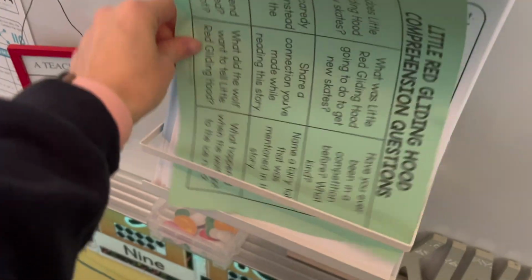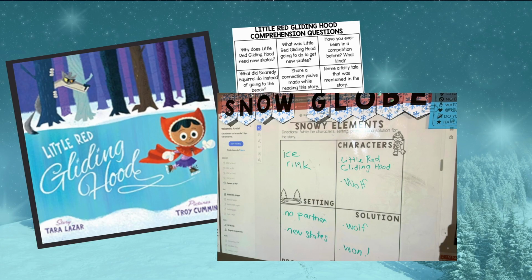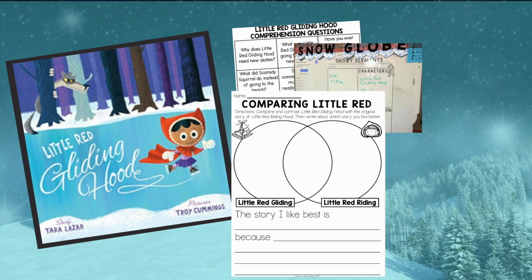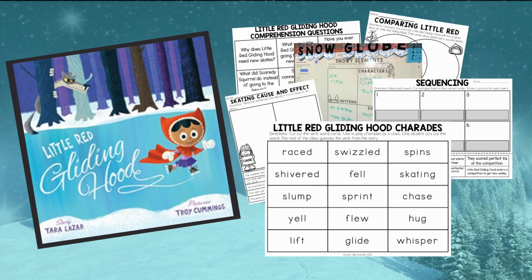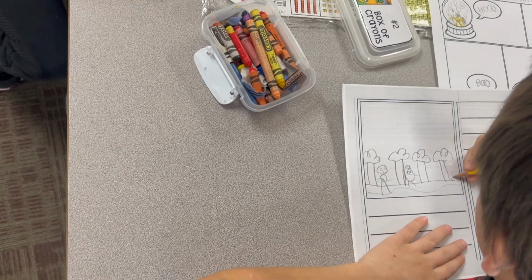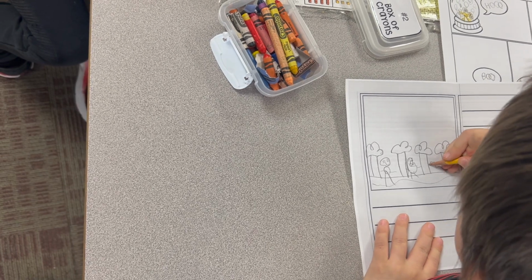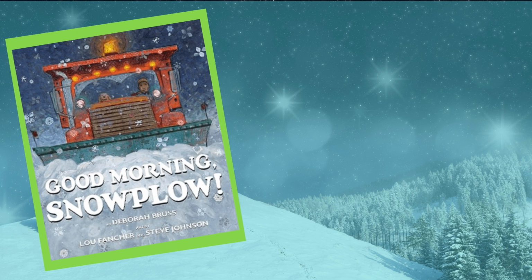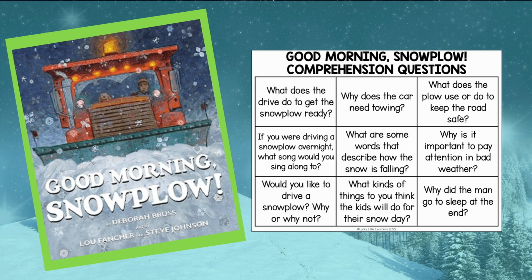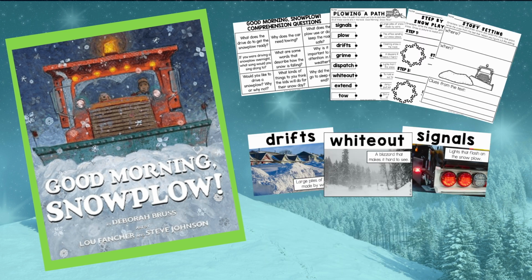Let's take a look. After we were done reading, we did the comprehension questions. We also did a story elements graphic organizer all together. For small group, there's a wide array of activities to choose from. We also did this My Snowy Red Riding Hood Fractured Fairy Tale, and it was so cute reading their stories and seeing their adorable illustrations. Another or additional option is the book Good Morning Snowplow, for which we planned several comprehension activities, including vocab cards.